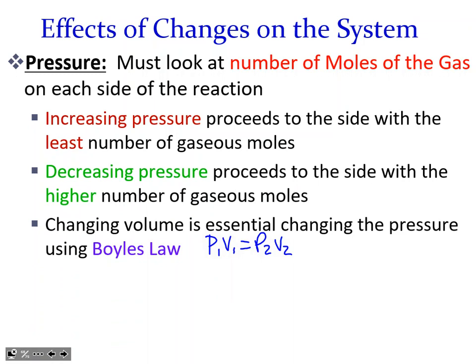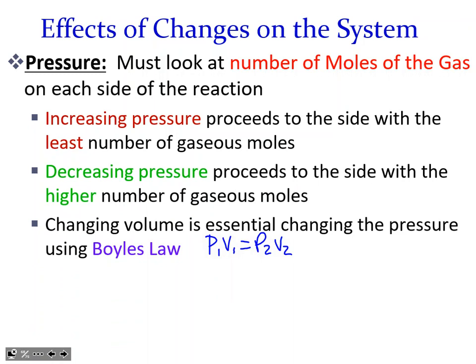If you increase the volume, the pressure should decrease. Still go to the side with more or higher amounts of gaseous moles. If you decrease the volume, pressure should increase, and therefore it's going to proceed to the side that has fewer or the least number of gaseous moles.